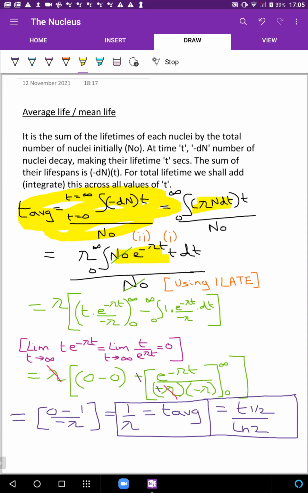यहाँ तक physics use हो रहा था. All right. So your average life is 1 by lambda. Yeah, you can say it is t half-life by ln2. Half-life is ln2 by lambda, so this is half-life by ln2. Please remember this result. Okay.